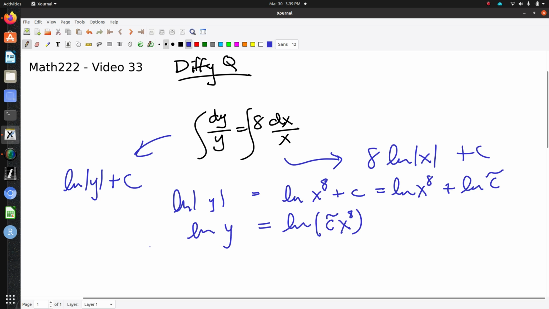And again, let's just hope everything's positive for the moment. Now we can just say y is equal to c tilde x to the 8th. But since it's just a constant, I could be lazy and just say, wait a minute, this could have been the tilde in the first place. It could have been the other c. Okay, but the point is we sometimes play fast and loose with c as long as there's only one c. If there's two different c's, then we have to keep track of it. But if there's only one constant of integration, we can just throw it around willy-nilly.